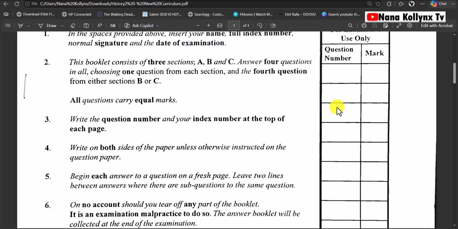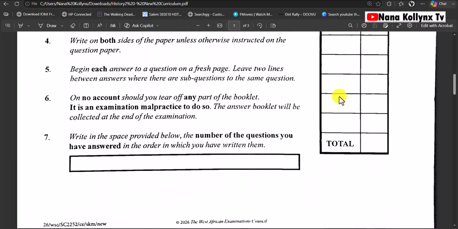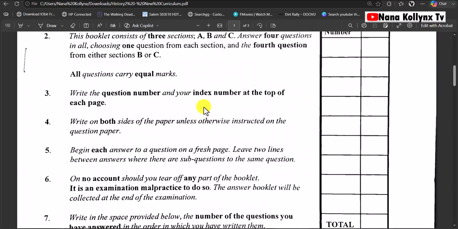Don't write anything here, this place is not for you. Okay, sorry about that. It's for the examiner. Write the questions you answered in the order in which you answered them. So if you answered question number 4 first, you write 4 here. If you answered 5 next, you write 5. If you answered 1 next, you write it next over here. Read this and you'll be fine.